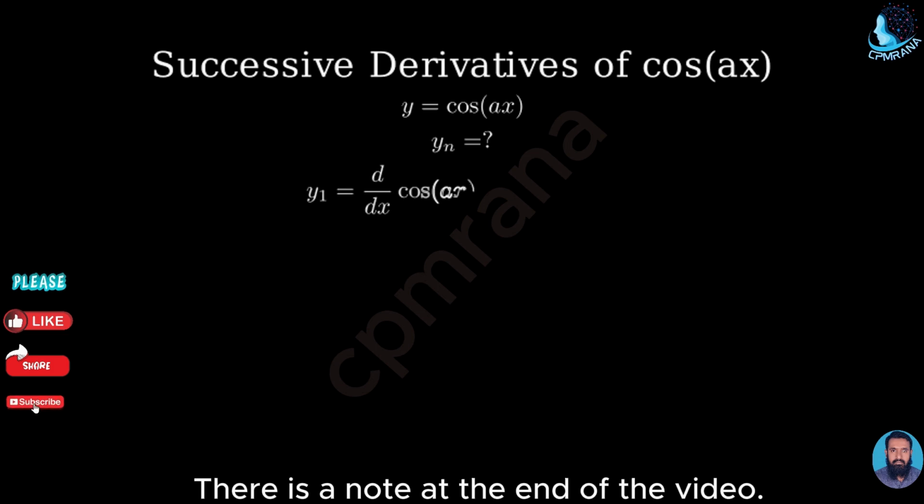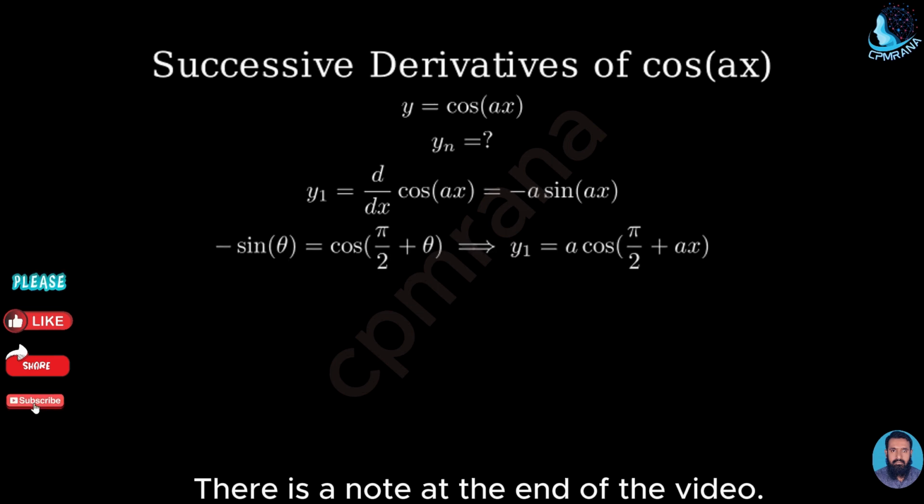The first derivative, y sub 1, is negative a times sine of ax. Using the trigonometric identity that negative sine of theta equals cosine of theta plus pi over 2, we can rewrite this as a times cosine of pi over 2 plus ax.